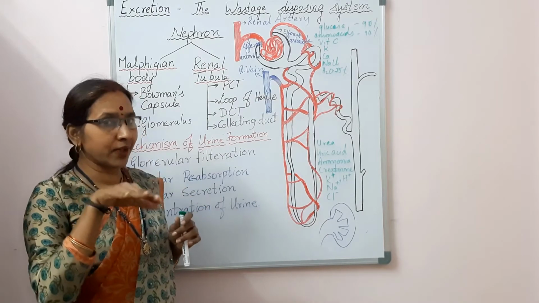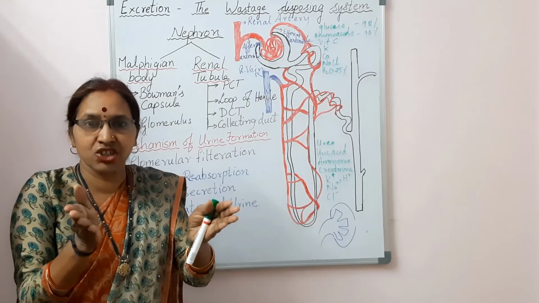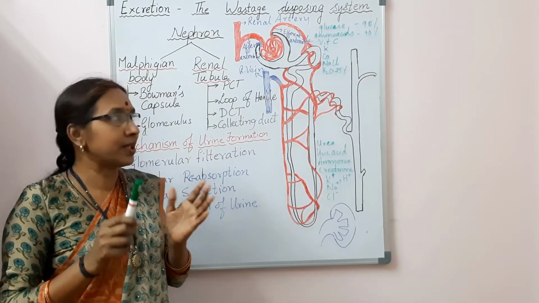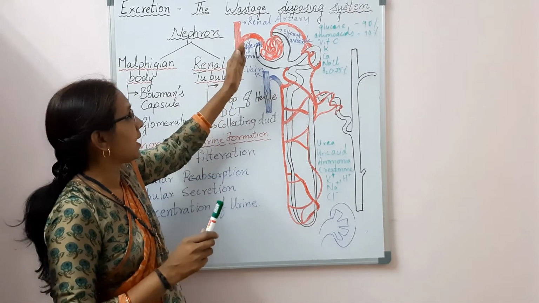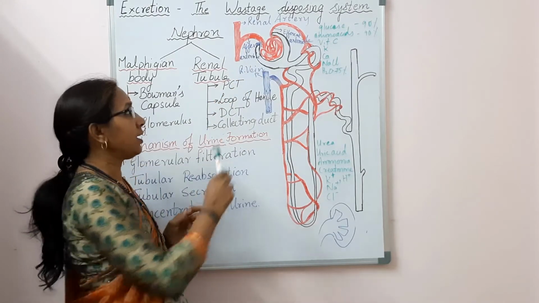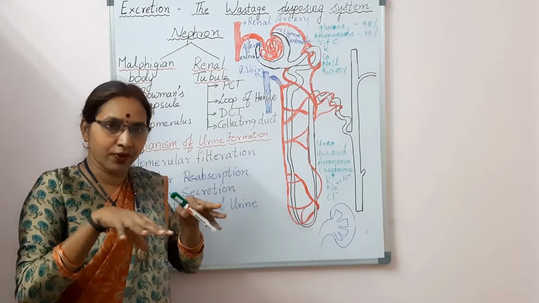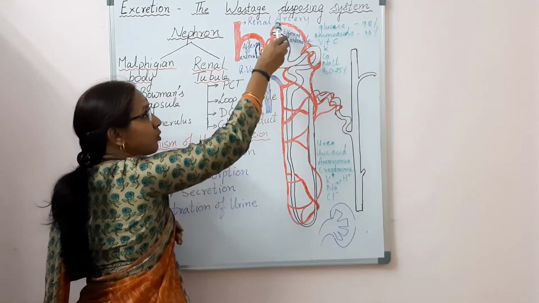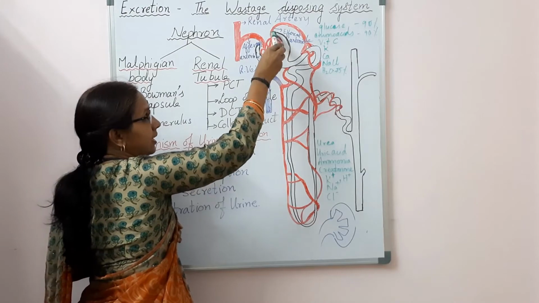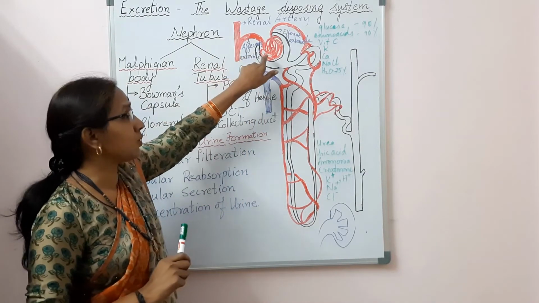When it enters into the kidney, it divides into many small branches, that is small capillaries, and one of the capillaries enters into the Bowman's capsule, and there again it divides into a much smaller network of capillaries, and when it leaves the Bowman's capsule, it is known as efferent arteriole.